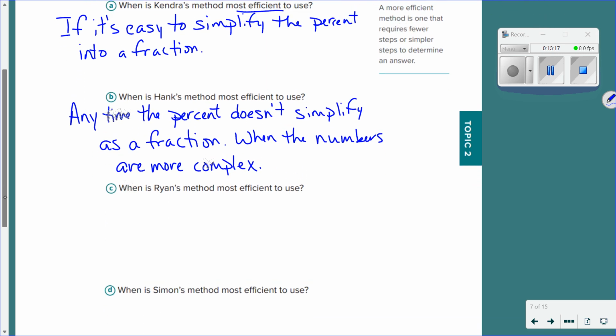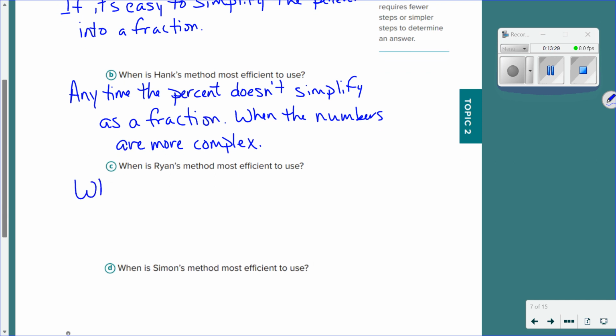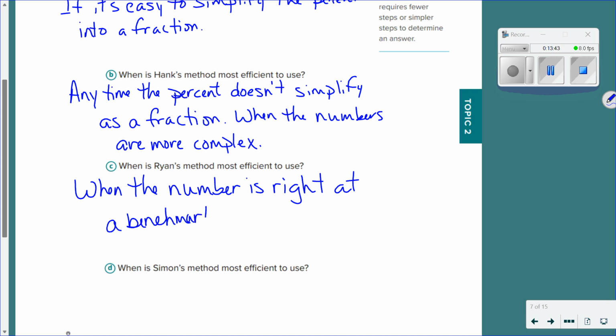Ryan's method. Oh, so he basically used your benchmarks, right? So when is his going to work? When it's right at a benchmark. Guys, you should be writing this. So if it's one of those benchmark percents that's easy to do, then Ryan's method is going to work.